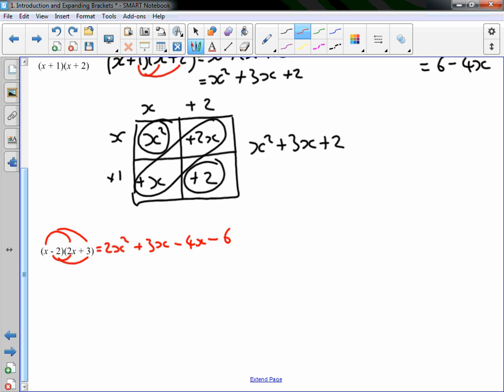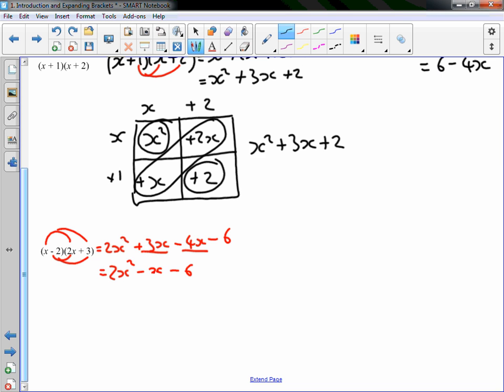And once again, I collect my terms together. I've only got one term of an x squared in it, so plus 2x squared. I have two terms of an x in it, a plus 3x and a plus 4x. So I add those two together, I get minus x. I don't want a plus there, I want minus x. And I've got a minus 6 at the end.